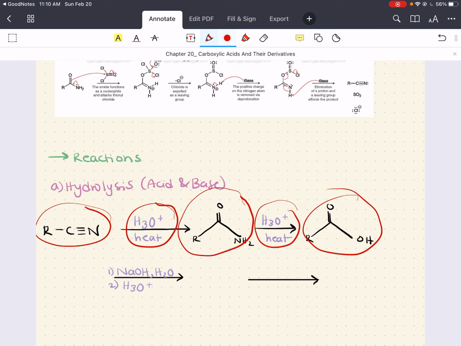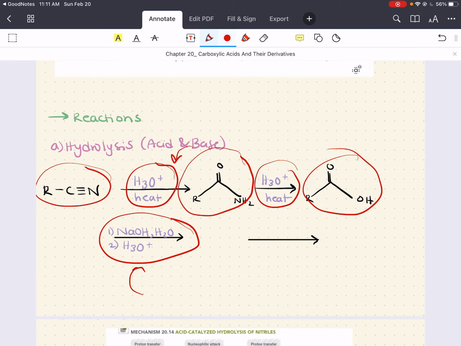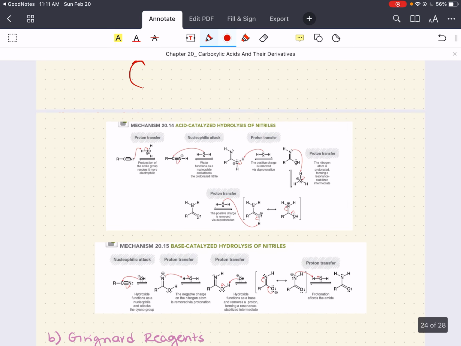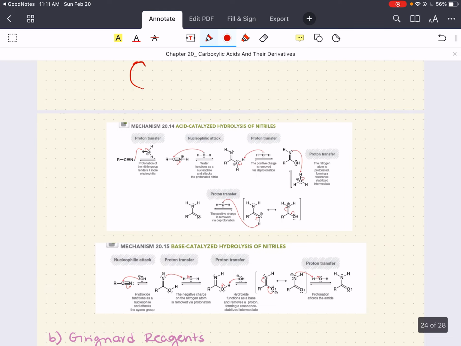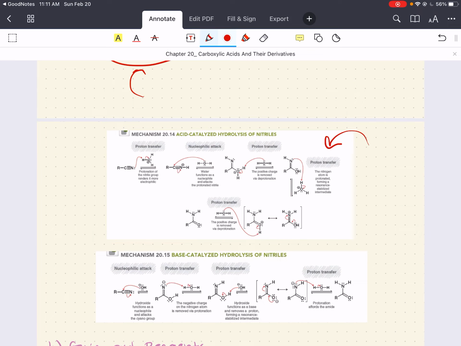All right, you can do this via acid hydrolysis. You can do this using basic conditions as well. Either one can take your nitrile to an amide and then can take your amide further to a carboxylic acid. All right, here is the mechanism for both acid catalyzed hydrolysis of nitriles and base catalyzed hydrolysis of nitriles.